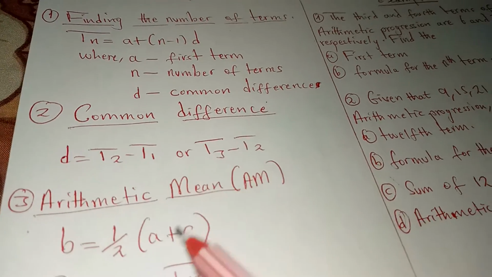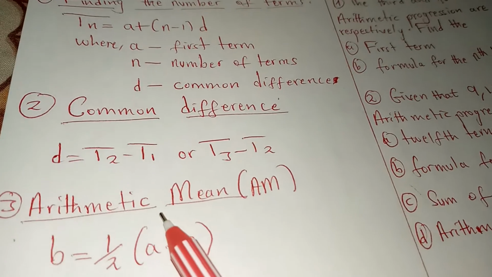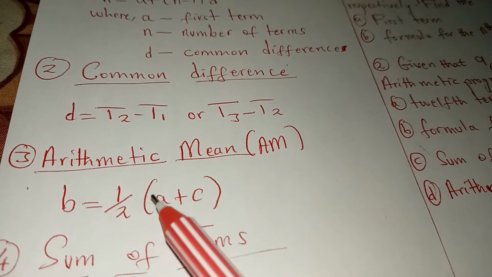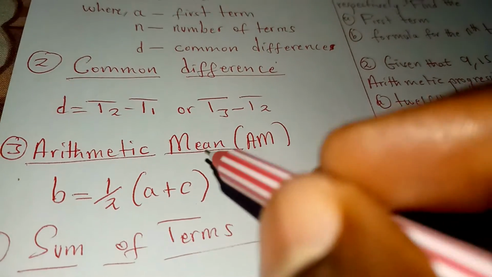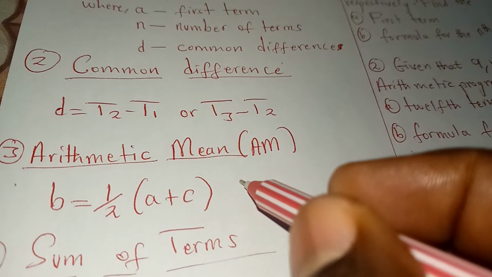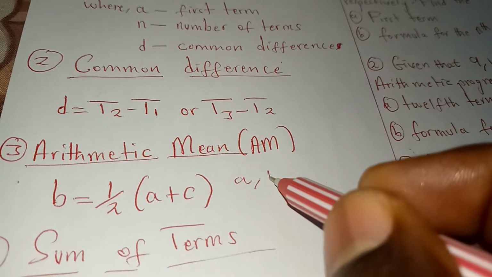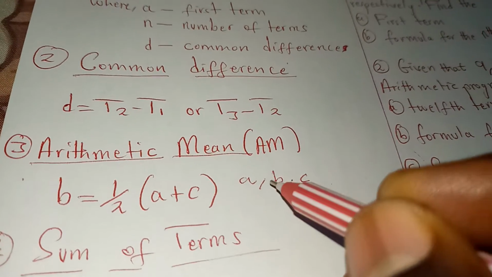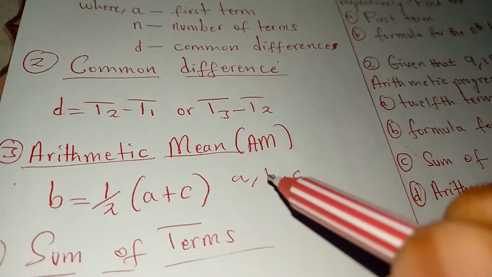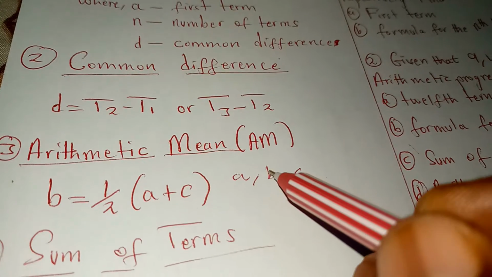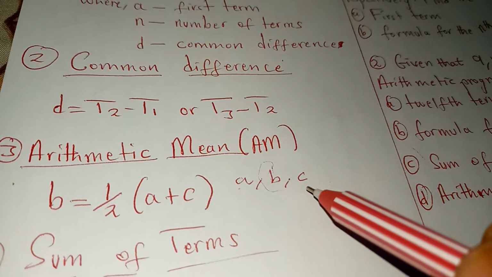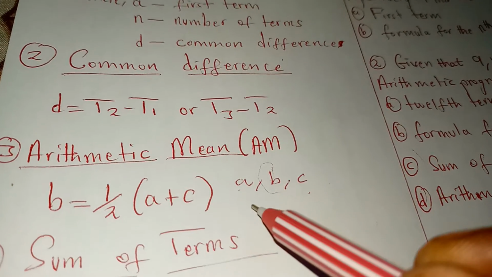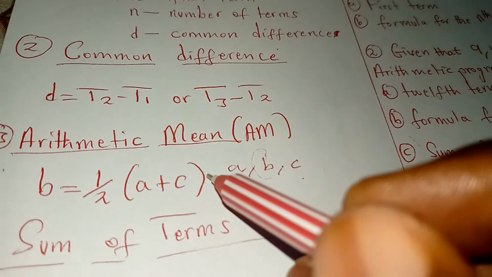Then apart from that, we also have the arithmetic mean, and the formula is given here. The way it is done, imagine you have a, b, and c. Of these three numbers, they ask you to find the number which is in between, having been given a and c. This is what you do using this formula.